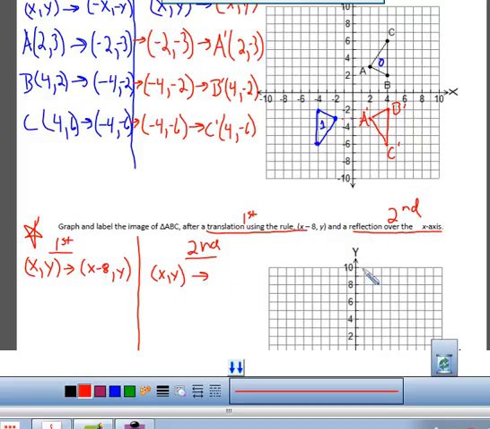Now when you reflect over the x-axis, x stays the same, y becomes the opposite. So this time it's going to be (x, -y). So I give you your rules. I want you to come up with your final coordinates on your own. You got to write down your A, B, and C here, what the coordinates are.